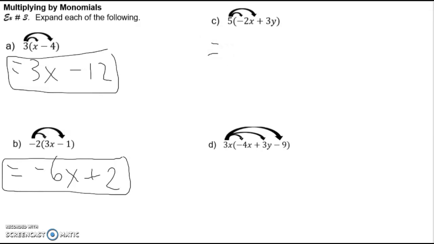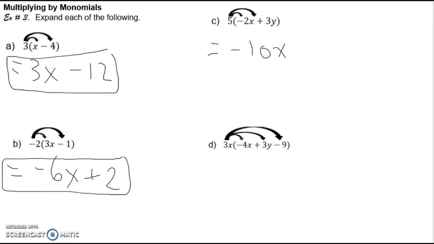Just put my equal sign there. So we need to expand again. So we have multiplying our numbers together. So 5 times negative 2, positive times a negative is a negative. 5 times 2 is 10. And then we just have 1x there.